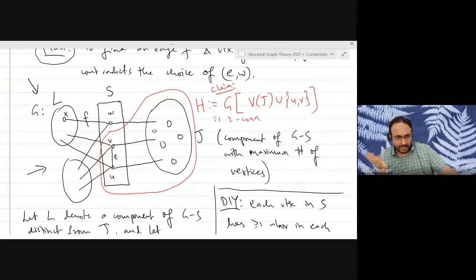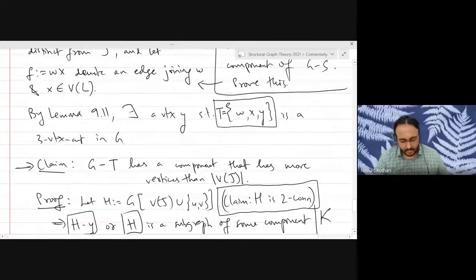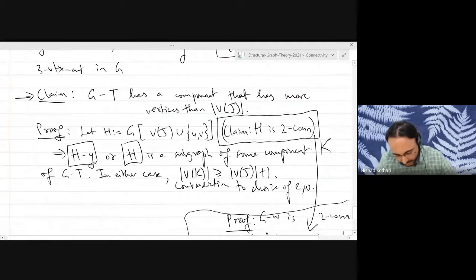It doesn't matter where Y is, right? When you delete W, X and Y, H is unaffected. So this is still going to be a subgraph of some component of G minus T. And so now you have a component with at least 2 more vertices than J, because you also have the vertices U and V. Ananya, does that make sense? Yes, sir. It is clear to me now. That is the reason I wrote H minus Y or H, because this takes care of both the cases.